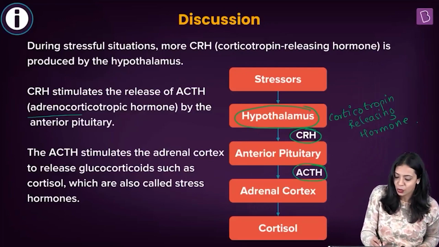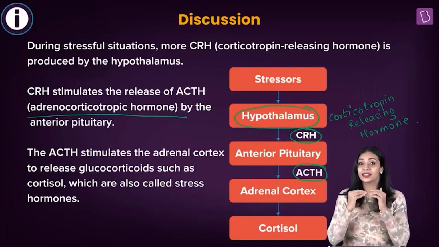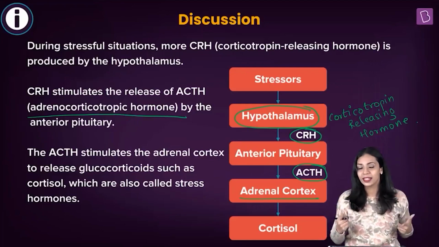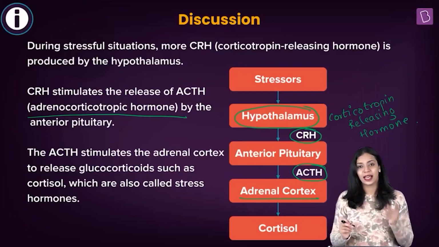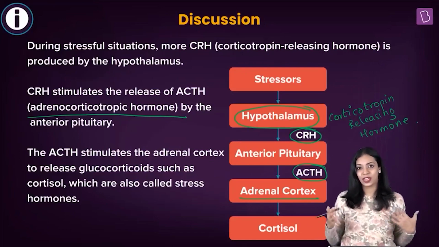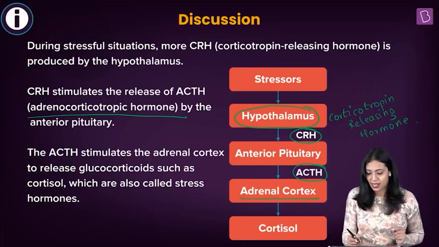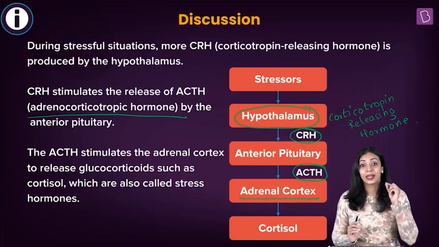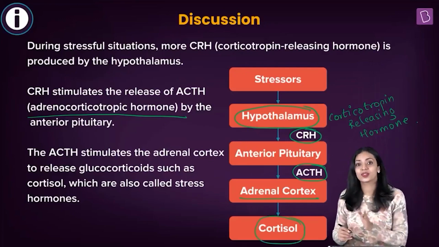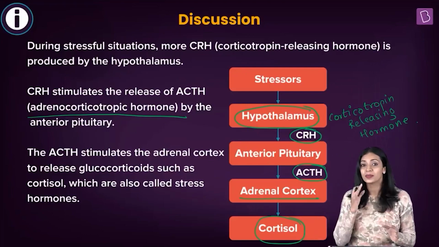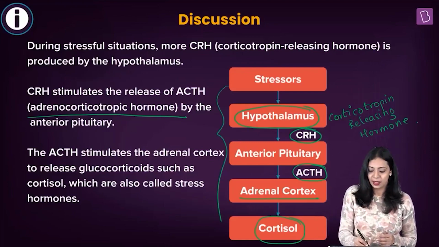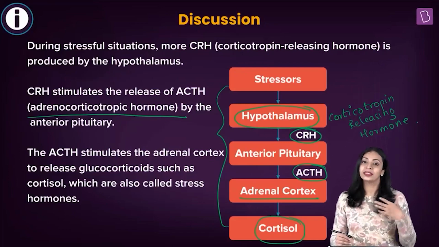ACTH stands for adrenocorticotropic hormone. As the name suggests, this hormone will act on the adrenal cortex. Adrenal glands are a pair of glands that are located above our kidneys. It has the outer region which is known as the cortex, and the inner region which is known as the medulla. Both the adrenal cortex and the adrenal medulla are involved in the secretion of various hormones. So in this case, during stress, ACTH produced by the pituitary gland will act on the adrenal cortex and stimulate it to produce glucocorticoids such as cortisol. Cortisol is our body's primary stress hormone.